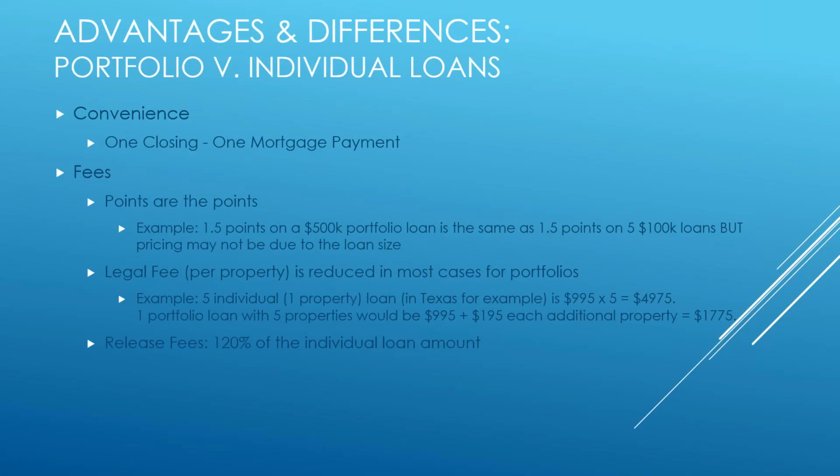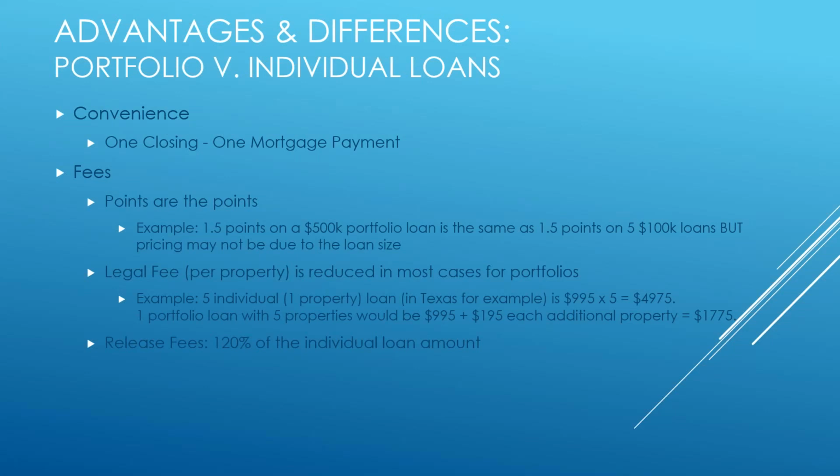And at the end of the day, that winds up being one simple mortgage payment, and the escrows are all managed by the servicer. The fees on the loan, when it comes to points, are going to be the same regardless of whether your group of properties is done on a portfolio basis or on an individual basis. So we give an example here. If the borrower wants to buy down 1.5 points on a portfolio of $500,000, that's going to be the same cost as 1.5 points on 5 separate $100,000 loans. So at the end of the day, it's going to be $1,500 per 100,000 if we're doing 1.5 points. So that'd be $7,500 one way or the other.